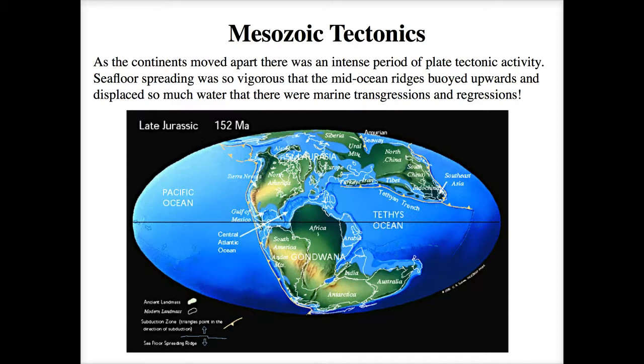So as the continents moved apart, there was an intense period of plate tectonic activity, and seafloor spreading was so vigorous that the mid-ocean ridges basically fill up the oceans, and without any other place for that water to go, the water transgresses onto the continent. So what we're going to see in the later part of the Mesozoic are marine transgressions and regressions. So we're going to start to see more sediment on those continents again.